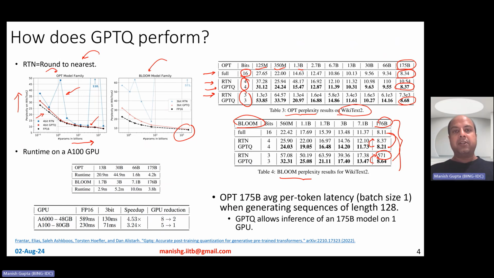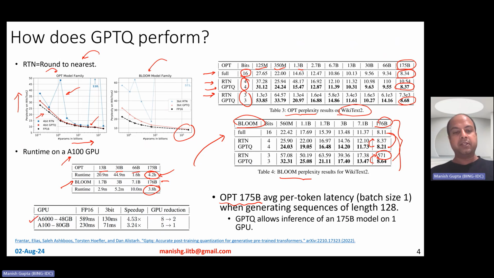Now, comparing the runtime, if you look at the OPT 175 billion parameter model, or at other sizes like 13 billion and 30 billion, it takes about 4.2 hours for the 175 billion model to be GPTQ quantized on an A100 GPU machine. Similarly, for the 176 billion parameter Bloom model, it takes about 3.8 hours. So it takes approximately 4 hours to quantize these large models on an A100 machine without much increase in perplexity values. Lastly, you can also quantize them on lower grade machines like A6000 machines.